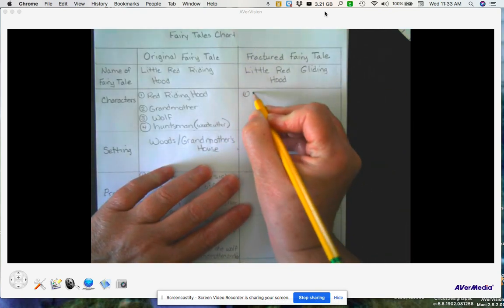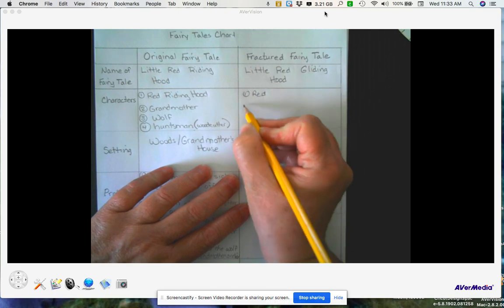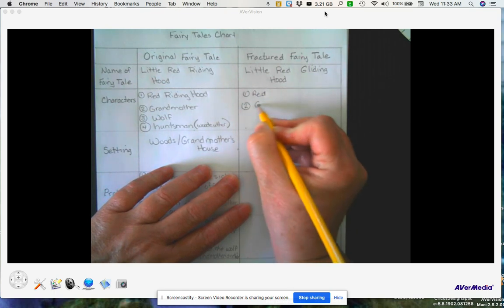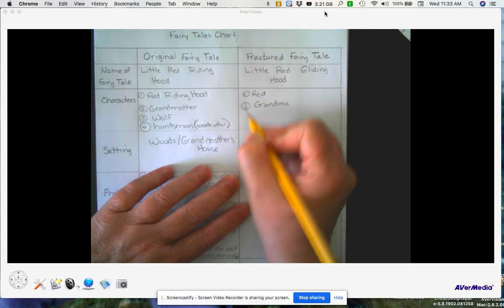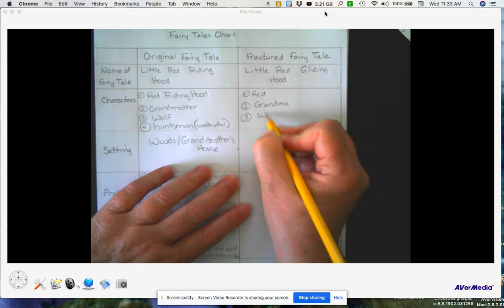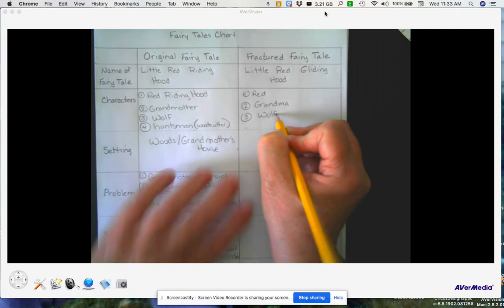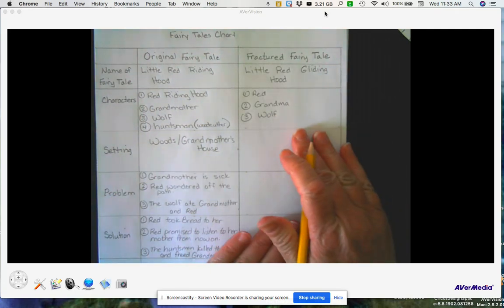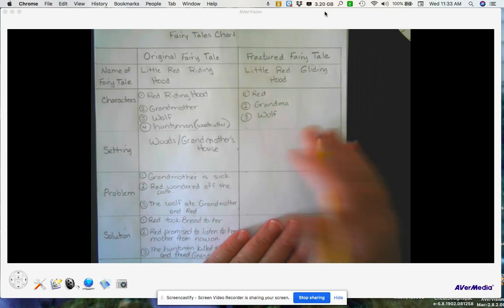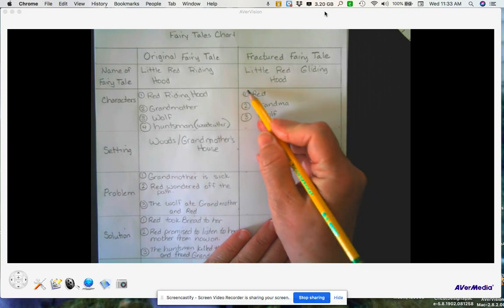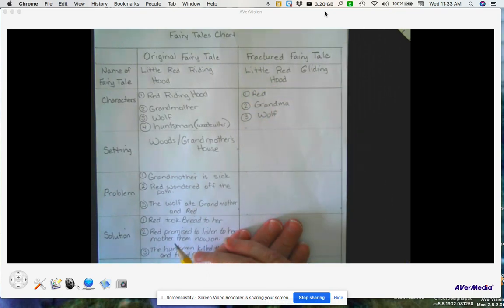I have Red and I have Grandma and I have the wolf. Now, the interesting thing about our fractured fairy tale, it has tons of other fairy tale characters in it, doesn't it? Isn't that neat how the author worked that in? But they are not main characters, so we're just going to stick with these 3.